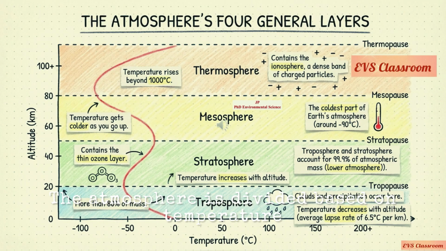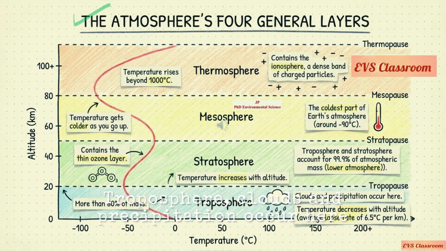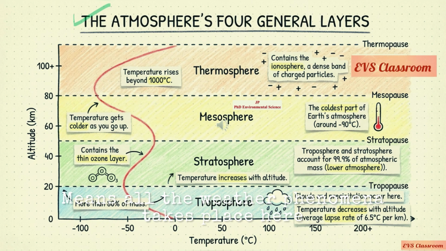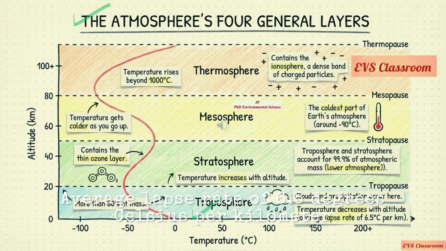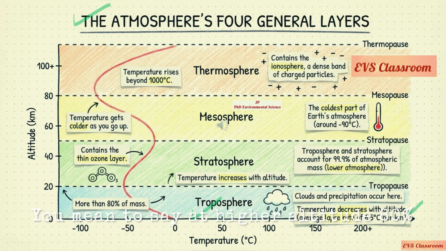The atmosphere is divided based on temperature changes with altitude. Troposphere. Clouds and precipitation occur here. Means all the weather phenomena take place here and it contains water vapor. Temperature decreases with altitude. Average lapse rate of 6.5 degrees Celsius per kilometer. You mean to say at higher altitude, colder air would be there. It contains more than 80% of atmospheric mass. Means most of the air is near Earth's surface.